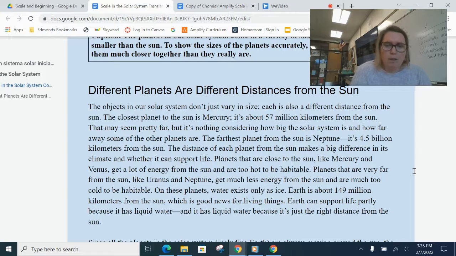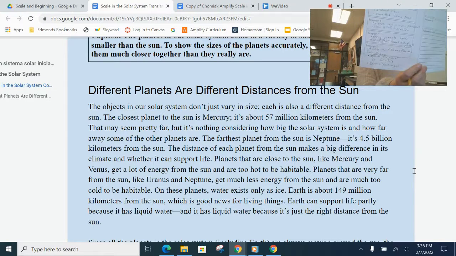On these planets, water exists only as ice. Earth is about 149 million kilometers from the sun, which is good news for living things. Earth can support life partly because it has liquid water, and it has liquid water because it is just the right distance from the sun. So I might even write that into Earth equals, quote, just right. Or maybe you want to just write just right and you'll remember it.